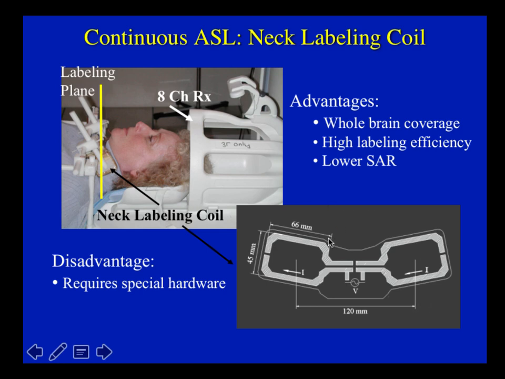This continuous ASL experiment is best performed by using a dedicated coil for tagging. In this case, we use a special coil that can be placed on the neck, which is generally referred to as a neck labeling coil. Here's a subject with a neck labeling coil placed in the neck region. This coil is constructed as two loops, so it wraps around the neck. When the radio frequency is applied through this coil, we localize the radio frequency to the neck region without disturbing the tissue in the brain.